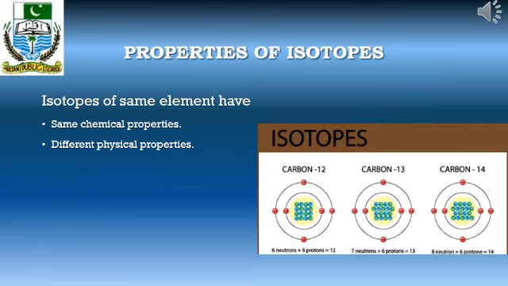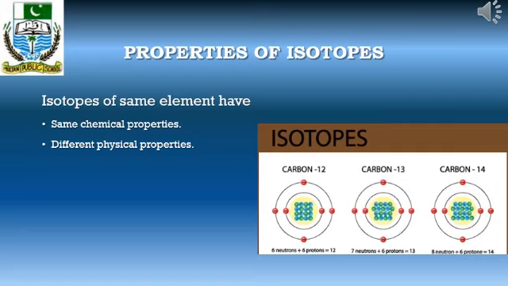Isotopes have the same chemical properties but slightly different physical properties. Isotopes have the same number of protons and electrons but a different number of neutrons. The chemical reactions involve only electrons, so isotopes have similar chemical properties. We can take the example of chlorine. It has 2 isotopes, chlorine 35 and chlorine 37. They can react with sodium to produce sodium chloride.